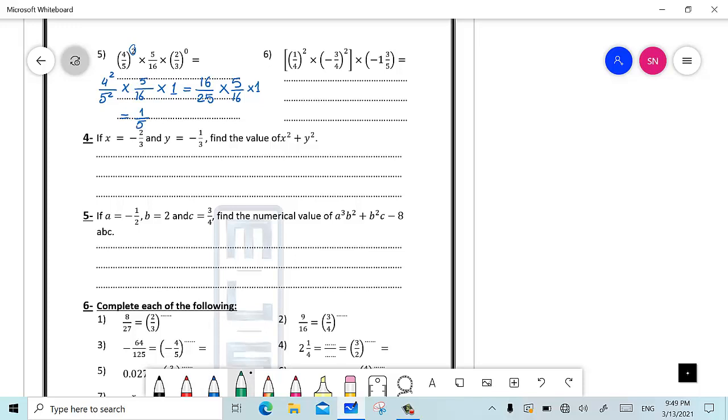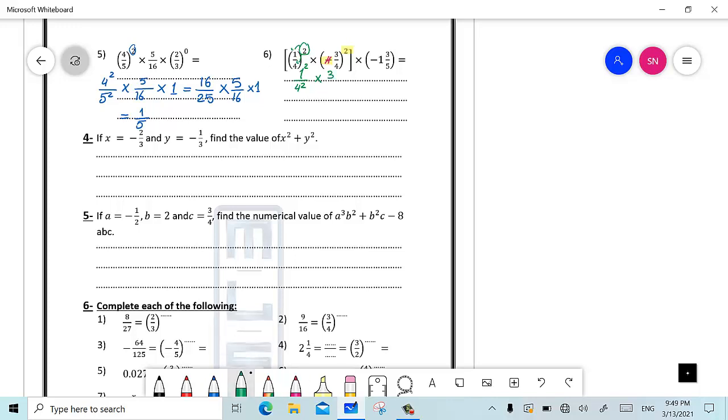Now let's go for number 6. 1 over 4 all raised to the power of 2 times negative 3 over 4 all raised to the power of 2 times negative 1, 3 over 5. So again, the same procedure. I'm going to take the power and distribute it on the numerator and on the denominator. So I have 1 to the power of 2 over 4 to the power of 2 times, here I have a negative number, and this negative number is raised to an even power. So the negative is going to be cancelled.